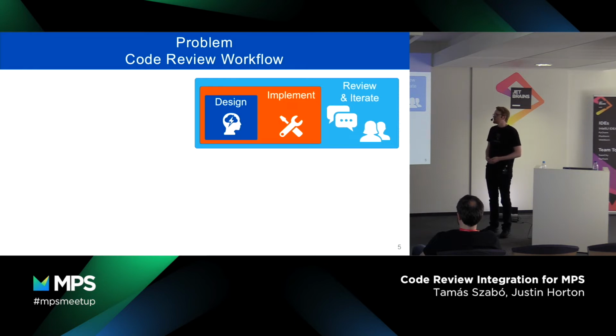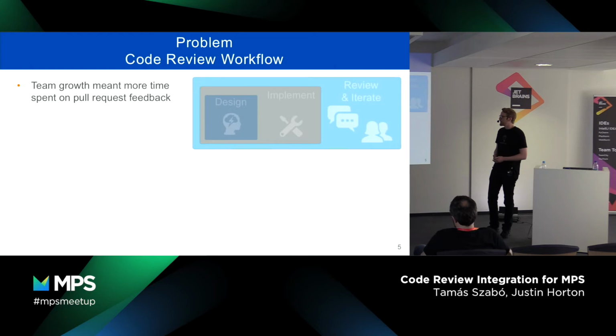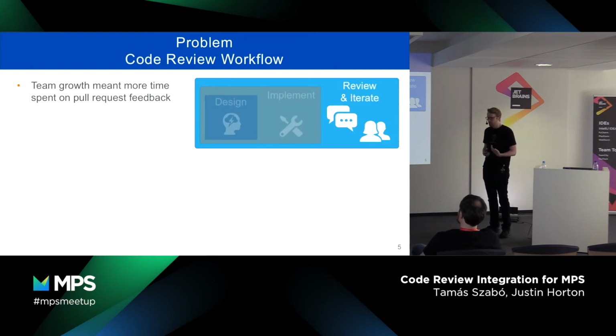However, as our team grew and we hired more developers who had no knowledge of MPS, as most developers in California don't have knowledge of MPS, we found that that team growth meant we were spending a lot more time on pull request feedback. And sometimes our reviews would be multiple iterations, meaning the reviewer would have to go in and pull down that branch repeatedly and make more feedback.